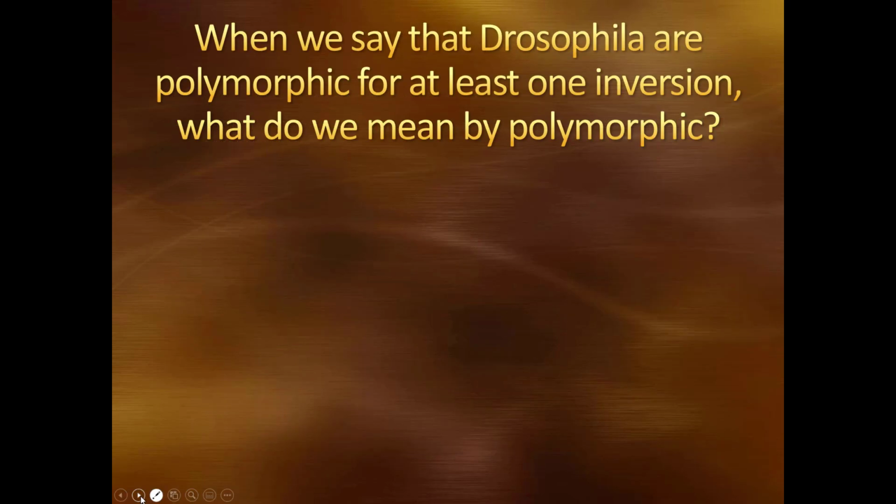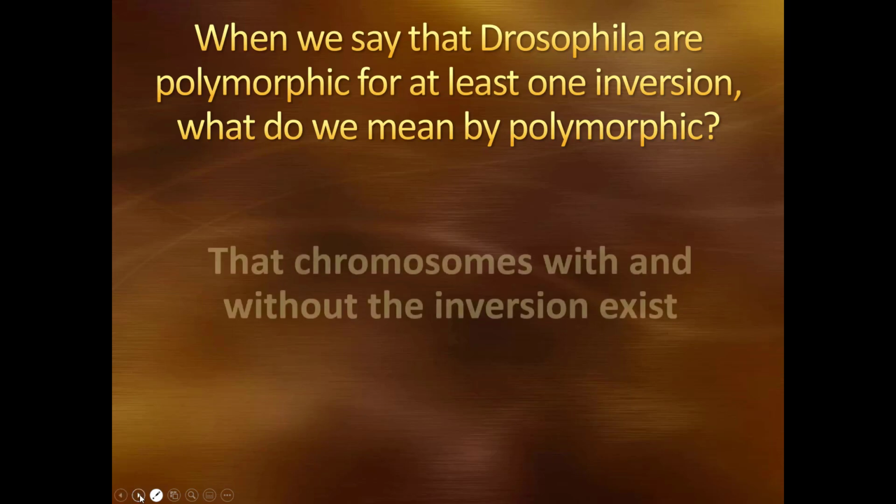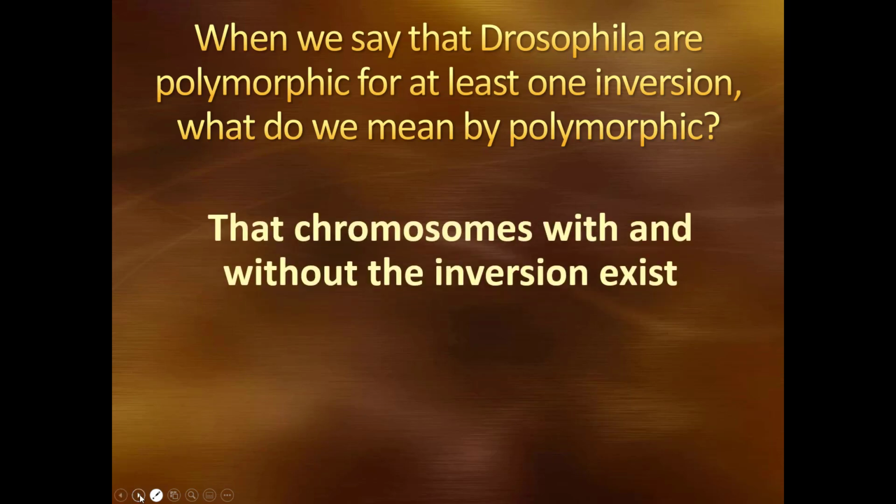We'll look at an example from Drosophila. These populations of Drosophila are polymorphic for at least one inversion. And what it means to be polymorphic is that some individuals in the population have chromosomes that do not have the inversion, and then other individuals in the population do have the inversion. So you can think of the inversion almost like a trait. Some individuals have the trait, some individuals don't have the trait.